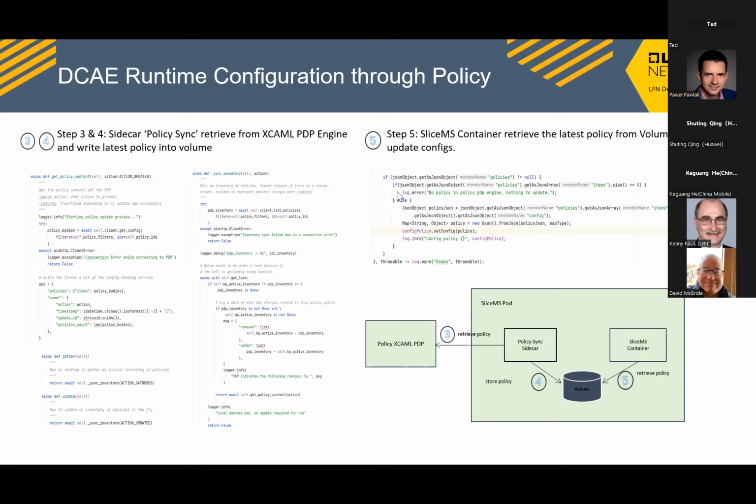If not, I will write a new one here. And then there is a thread in my slice microservice container. The thread will keep talking to the volume and retrieving data as well. Once it detects that there is a policy file set in the volume, it will retrieve it and analyze it so as to change the configs. In this use case, our policy sync sidecar can be reused in DCAE. So other microservice components can also utilize this one.